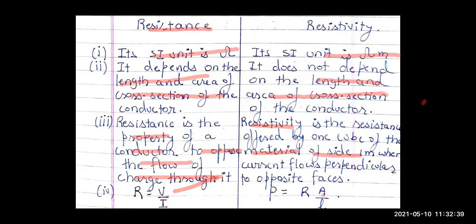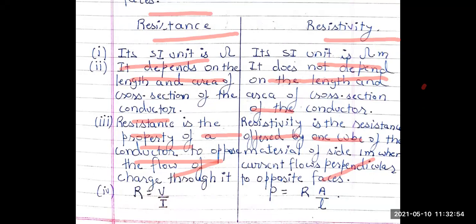Then lastly, you can give the formula for R, that is R equals V by I, and the formula for electrical resistivity, that is rho or P, which equals R into A by L. So children, this is your difference between resistance and resistivity.